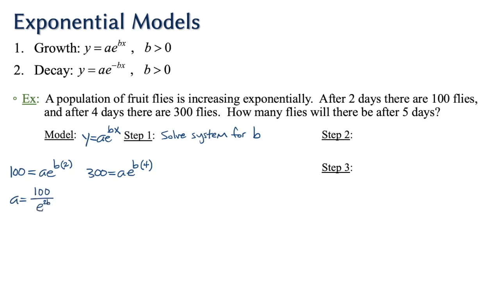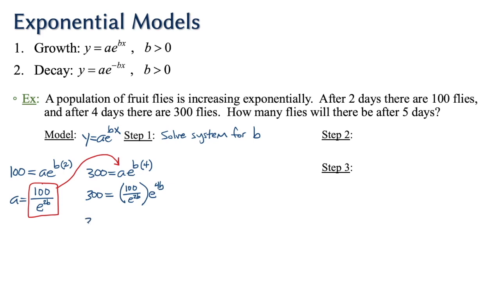Because that's what we're multiplying a by. Okay, so again, we just took this piece here, divided it over. Now, because we want to do substitution, we're going to take this expression right here for a and substitute it in right here. So in our second equation, we have 300, but instead of writing a, we're going to write the 100 divided by e to the 2b. And of course, that's still being multiplied times e to the 4b.